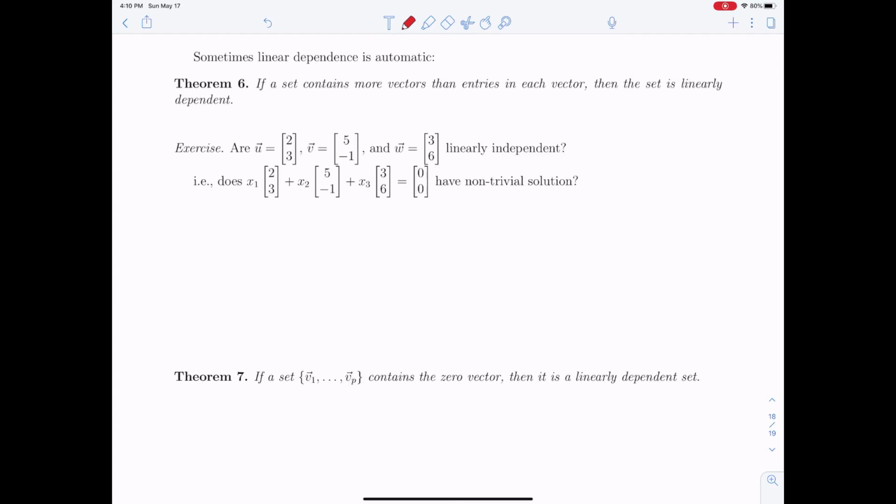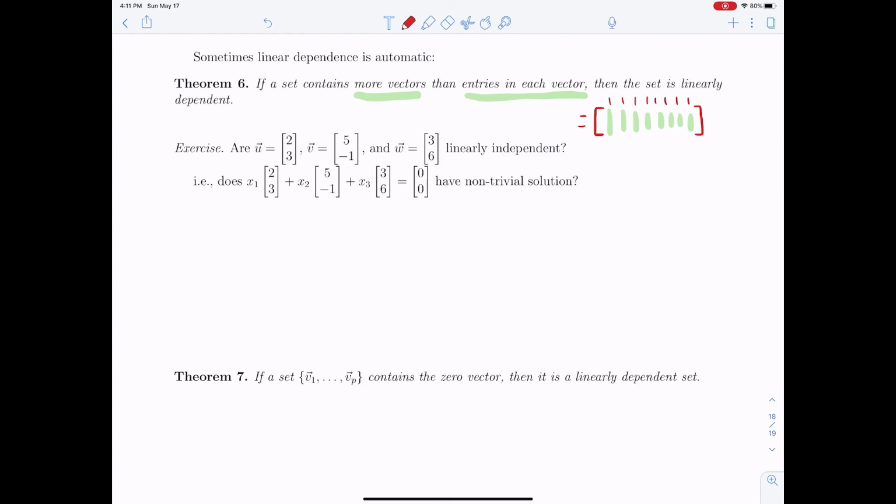Sometimes linear dependence is automatic. Suppose that you have more vectors than the number of entries in each vector, then the given set is linearly dependent. What this means is that if you have more columns than the number of rows, then the set of column vectors should be linearly dependent.